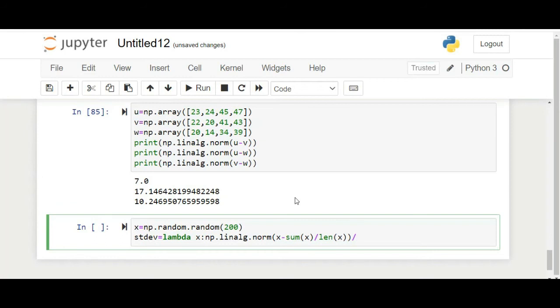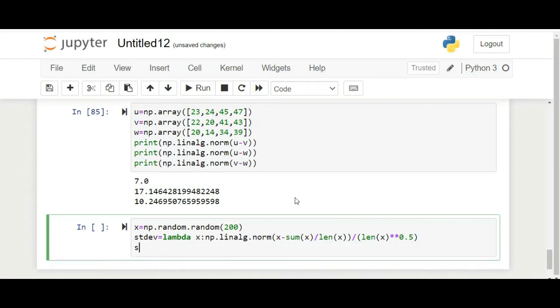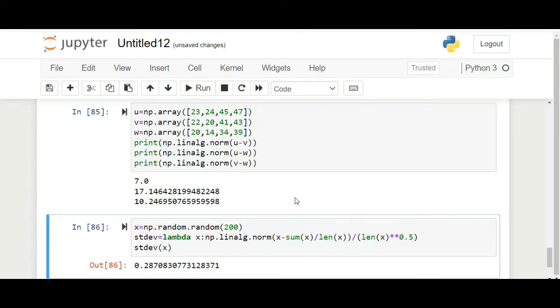The whole division is actually natural log of x raised to the power 0.5, which means square root, and then we will write standard deviation, stdev, of x. Okay, then we press the control and enter button.